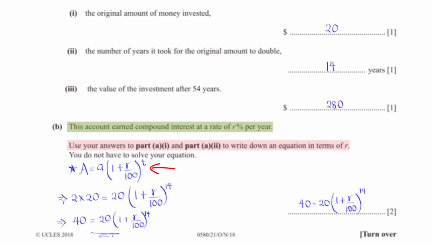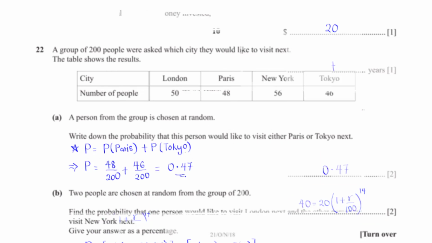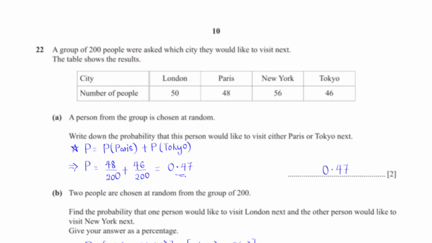And so if we are to use our answers to Part AI and AII, capital A will be equal to 2 times 20, and the initial amount, which is small a, is 20, and T will be equal to 14. And so 2 times 20 is 40. So we have our final equation as 40 equals 20 times (1 plus R over 100) raised to the power 14.